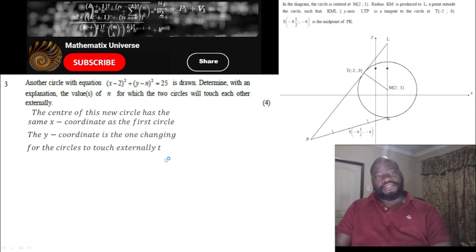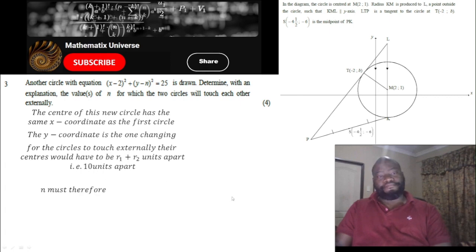So for the circles to touch, the centers would have to be the sum of the radii apart. So that is 5 from here and 5 from the original. So that is 10 units. That's where we get the 10. So n must therefore be 11 or -9. And then that is how we end this question.